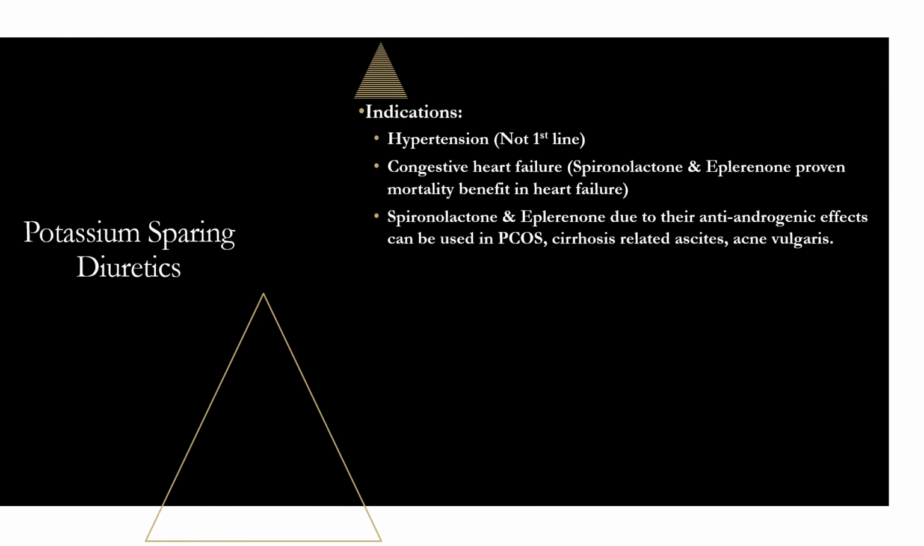There are only a few medication classes that improve mortality, and spironolactone and eplerenone are both of those medications. Now, spironolactone and eplerenone, because of their anti-androgenic effects, can actually be used in a number of different things, like PCOS, cirrhosis-related ascites, even acne. These medications are pretty versatile in the things that they can be used in. So those are some other options as well, not just the hypertension and the CHF.